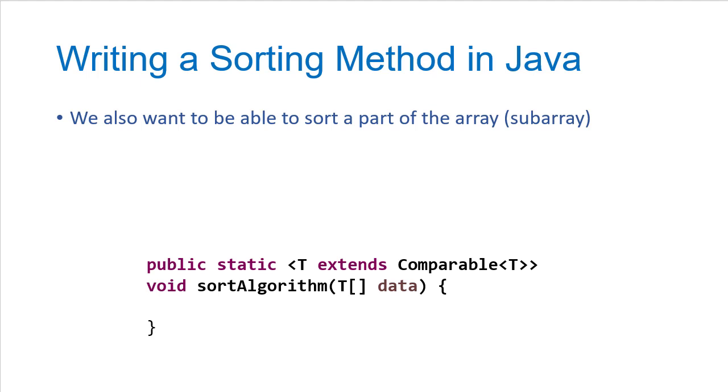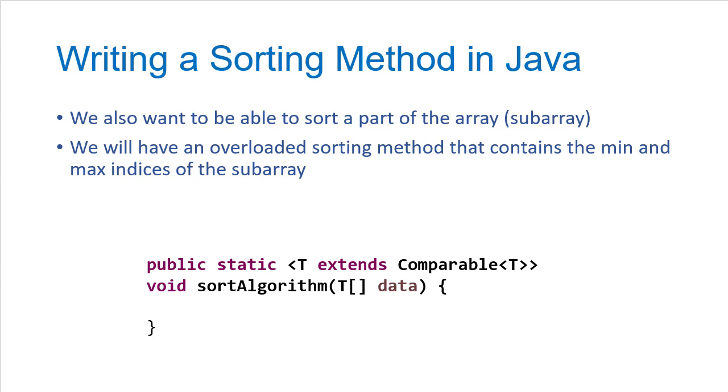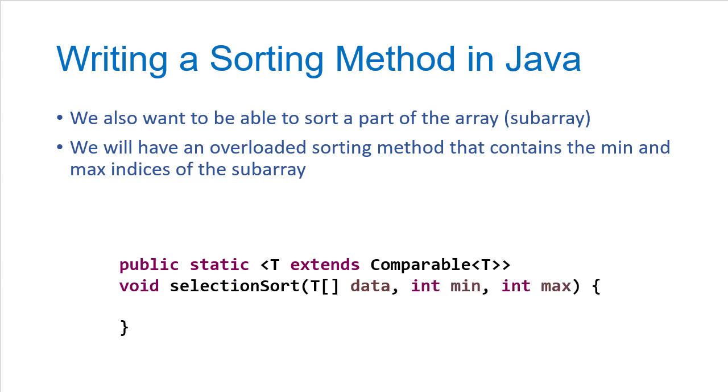Now we also want to be able to sort some part of the array, not the whole array, but some subarray. So we're going to overload the methods so that we have one that contains the min and max indices of the subarray we want to sort. Here we just have the whole array, but then we can add min and max parameters to say, hey, sort in between these two indices.